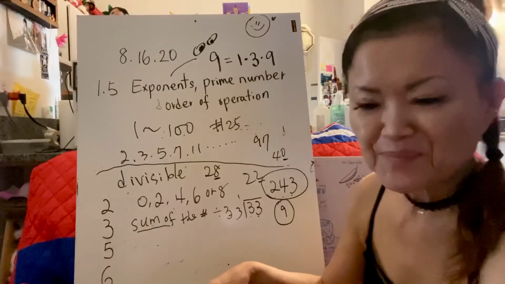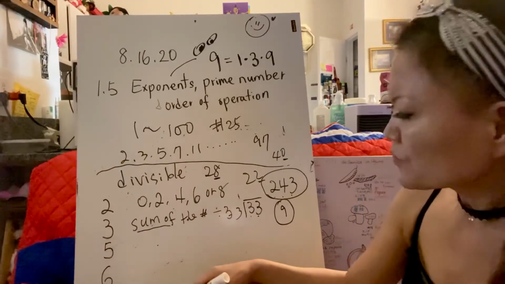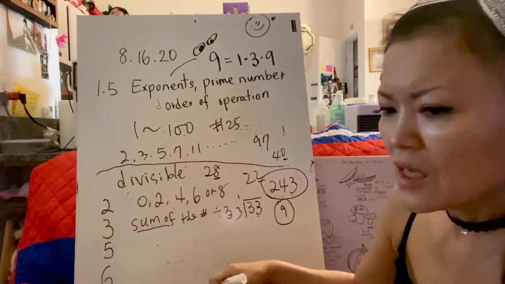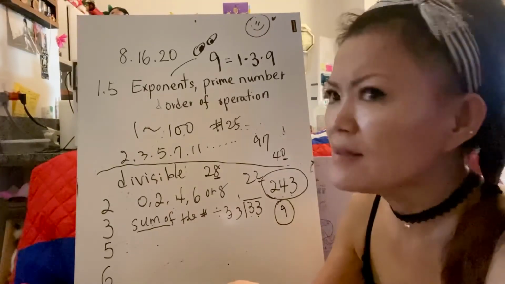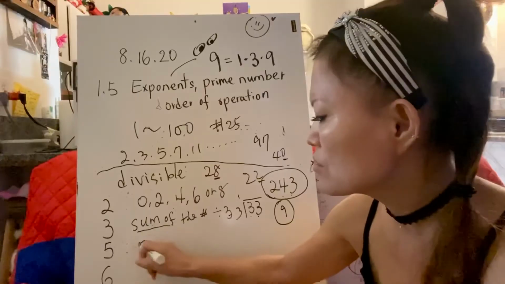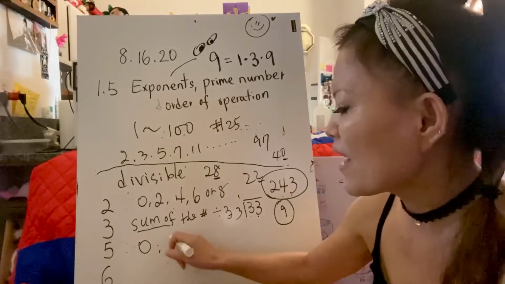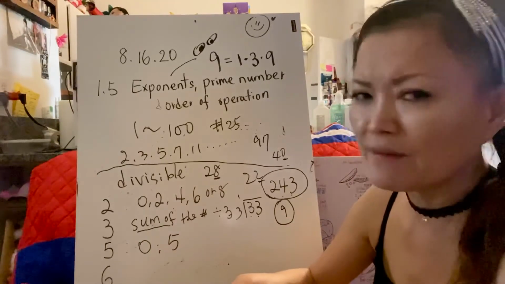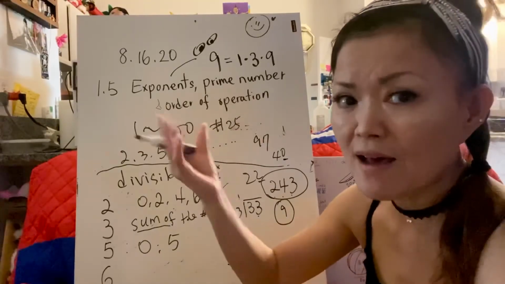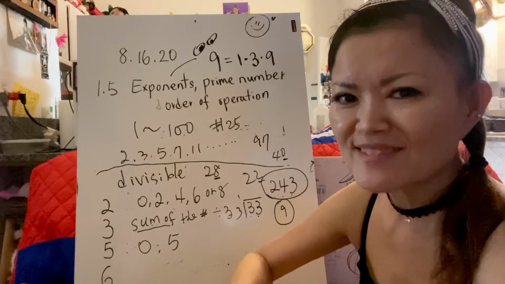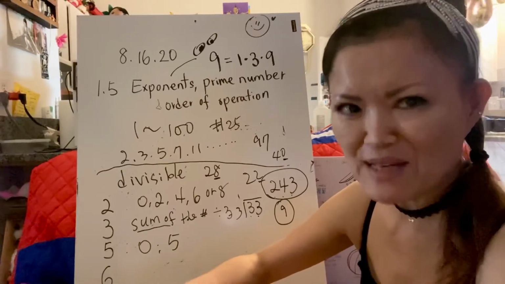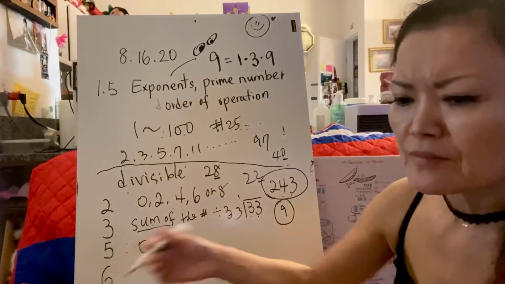You understand? That's called divisibility. Divisible. So now let's go to 5. 5 is easy. The ending is 0 or 5. You can divide by 5. Think about a clock: 15, you can divide by 5. 100, you can divide by 5. Okay?